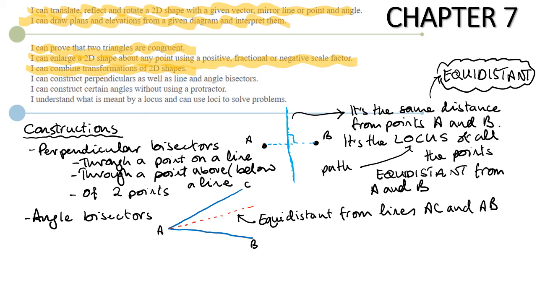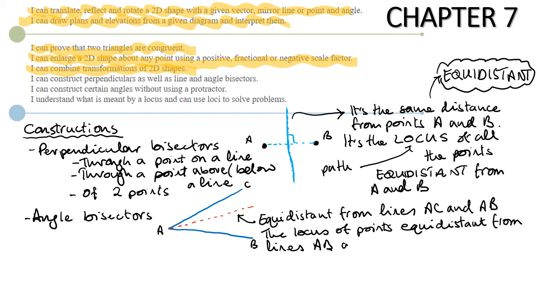So another way of saying it is it's the locus of points equidistant from lines AB and AC. So we use the word locus here, this path. So angle bisectors. Now the other types of constructions you need to do, I think the only other one is to construct 60 degrees. So you need to be able to construct a 60-degree angle using a compass. I think that's 5 in all. So now we've done this, angle and line bisectors, certain angles without protractor.